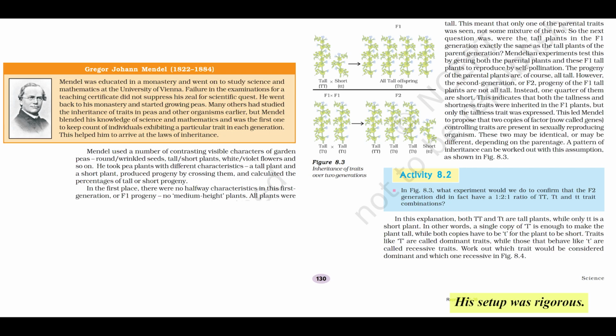His setup was rigorous. He'd start with two pure breeding parents showing contrasting forms of one trait, like pure tall versus pure short. He'd cross them, the P generation, then observe and count the traits in their offspring, the F1 generation. Then he'd let the F1 self-pollinate and count the traits in their offspring, the F2 generation, and sometimes even further. Methodical, quantitative, brilliant.